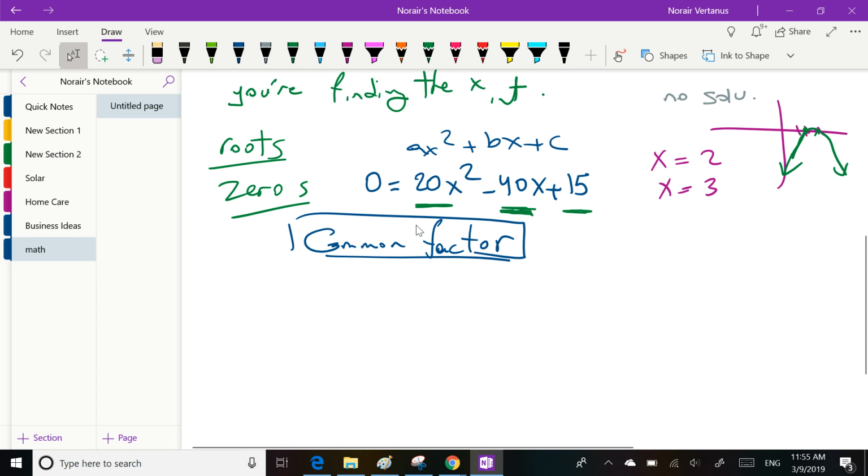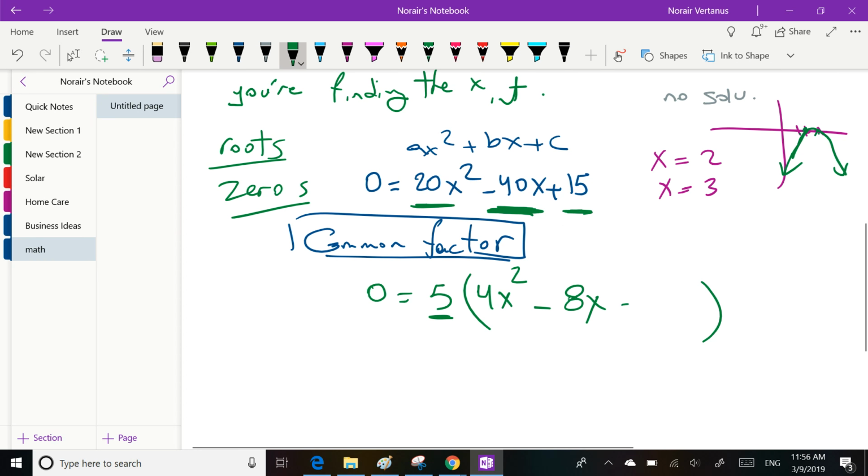So factor 5 from here. So you get 0 equal to 5 times. Factoring means now division. It's the opposite of multiplication and distribution. So you're going to say 20x squared divided by 5. 20 divided by 5 is just 4, so 20x squared will be 4x squared. Now negative 40x divided by 5, negative divided by positive is negative. 40 divided by 5 is just 8, so negative 8x. Then 15 divided by 5 is positive 3, because that's positive. And that's what you have.